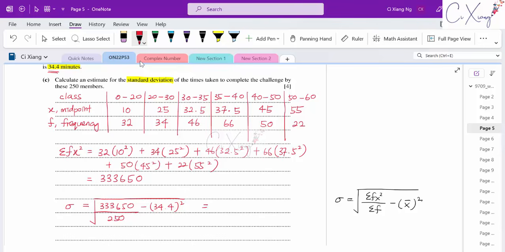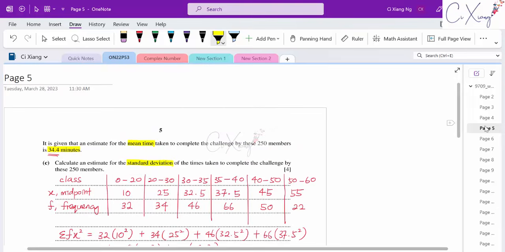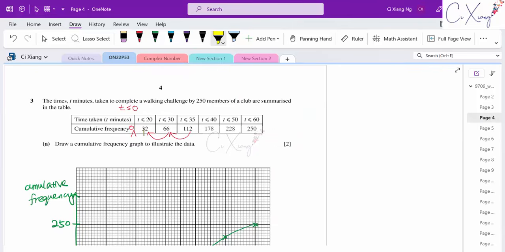So 34.4, and I square it. Again, if you didn't make any careless mistake, by right you should get the square root of 151.24. Then continue to simplify your answer. Correct to 3 significant figures, it should be 12.3. So this is the process of how we get the standard deviation value from the data given here, where it only provides us the upper class boundary and also the cumulative frequency.